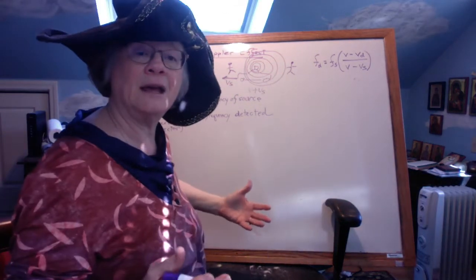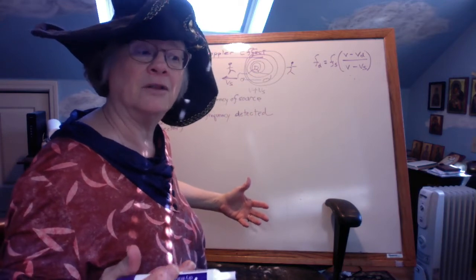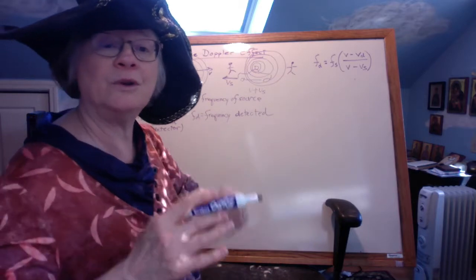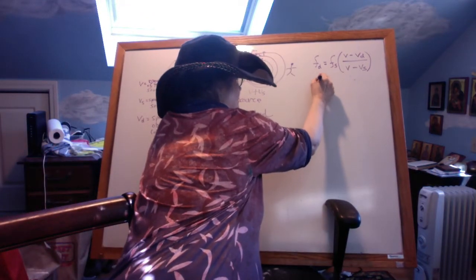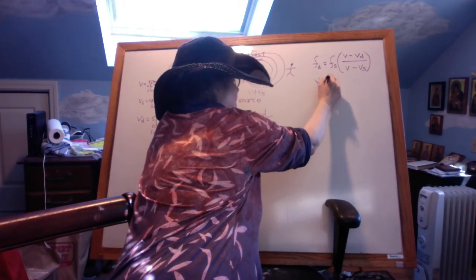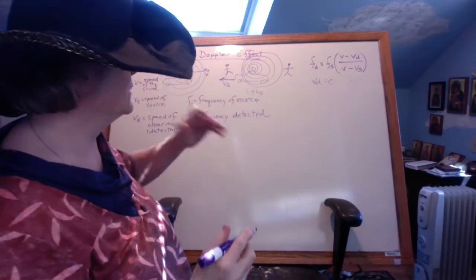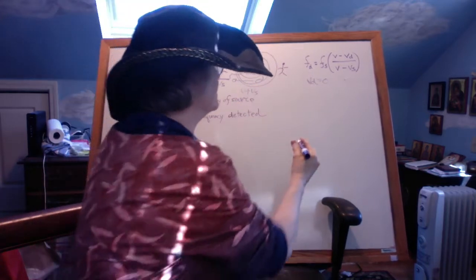So let's say the detector's not moving, but the source is. That's what the scenario was that we started with. So this means V sub D equals 0. Okay? If V sub D is equal to 0, what happens to this equation?